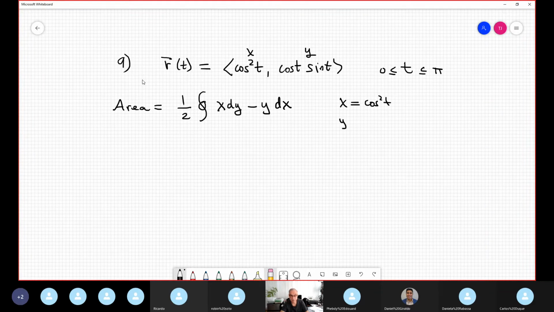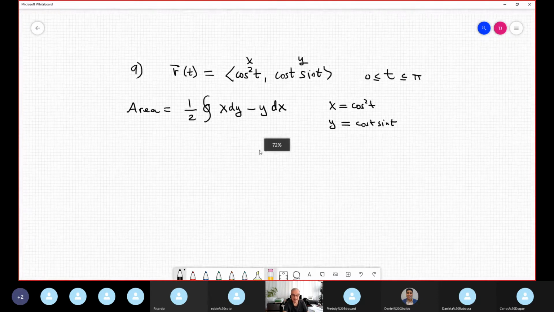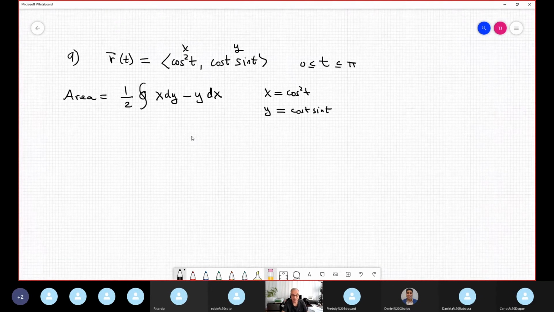And y is cosine t sine t. Entonces I determine dy and dx. Differentiation que es super easy. That dx is equal, deriva de cosine square using chain rule is 2 cosine t, and deriva de cosine is minus sine. I put the minus here at the front, sine t.